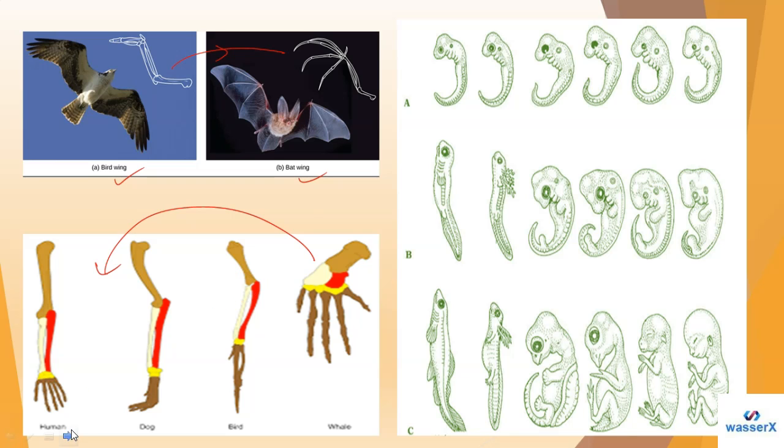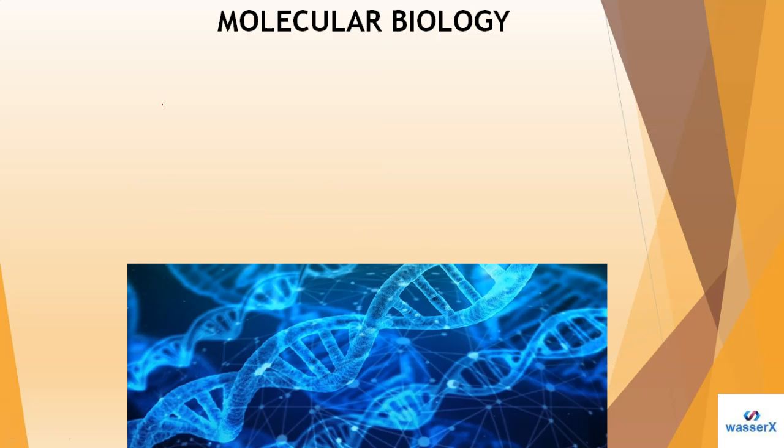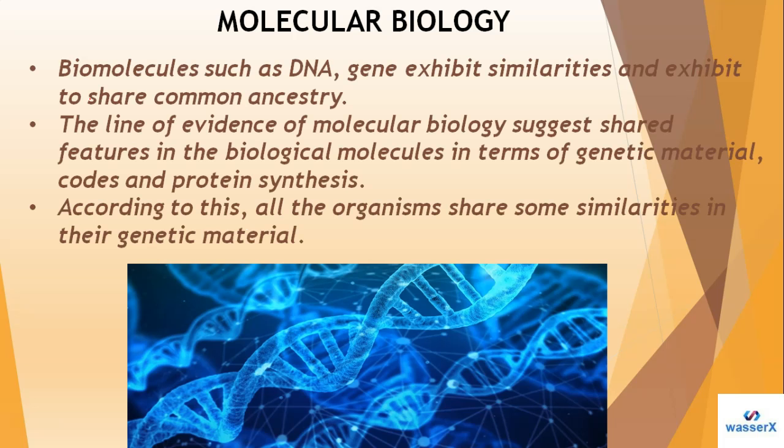As you can see, this is a human hand, this is a dog, this is a bird, and this is a whale. So these are homologous, which look similar but have different functions. Let me take you further now. Here we have molecular biology. In molecular biology, students, we have this point: molecules such as DNA and genes exhibit similarities and share common ancestry.